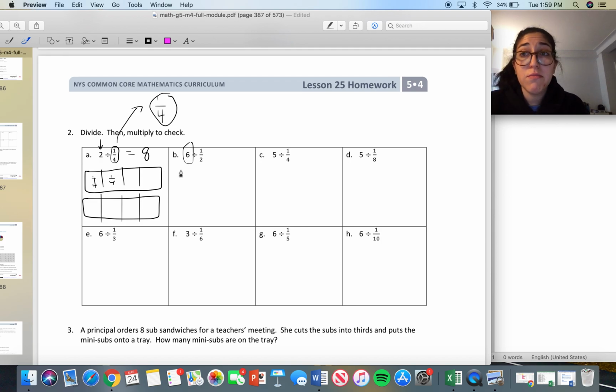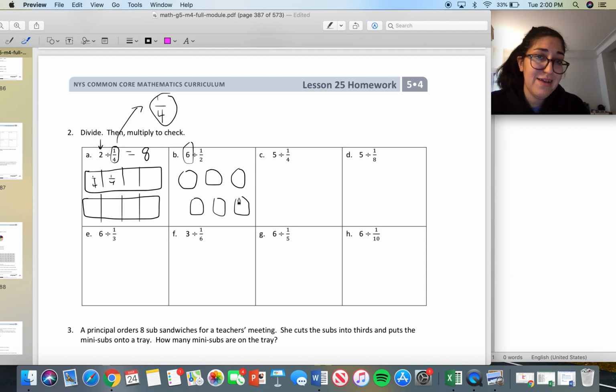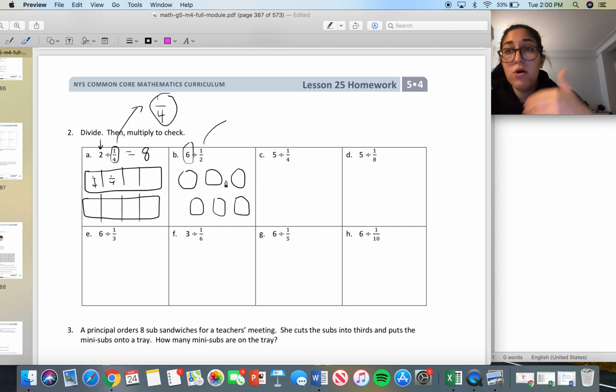So it is the number of total groups we have. It's how many wholes we have, right? So I have 1, 2, 3, 4, 5, and 6. And then what does this number represent? It is the number in each group. So each group should be 1/2.